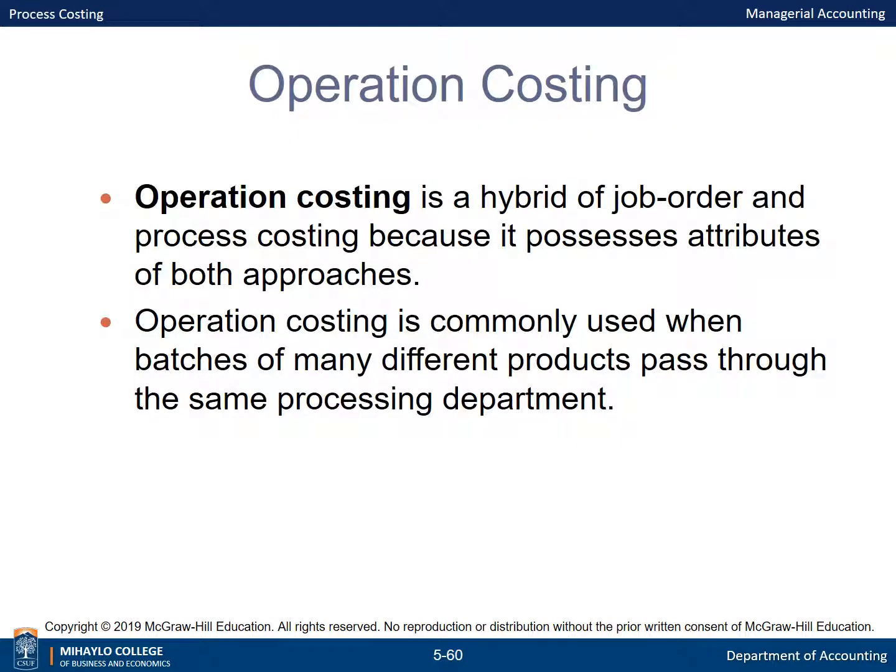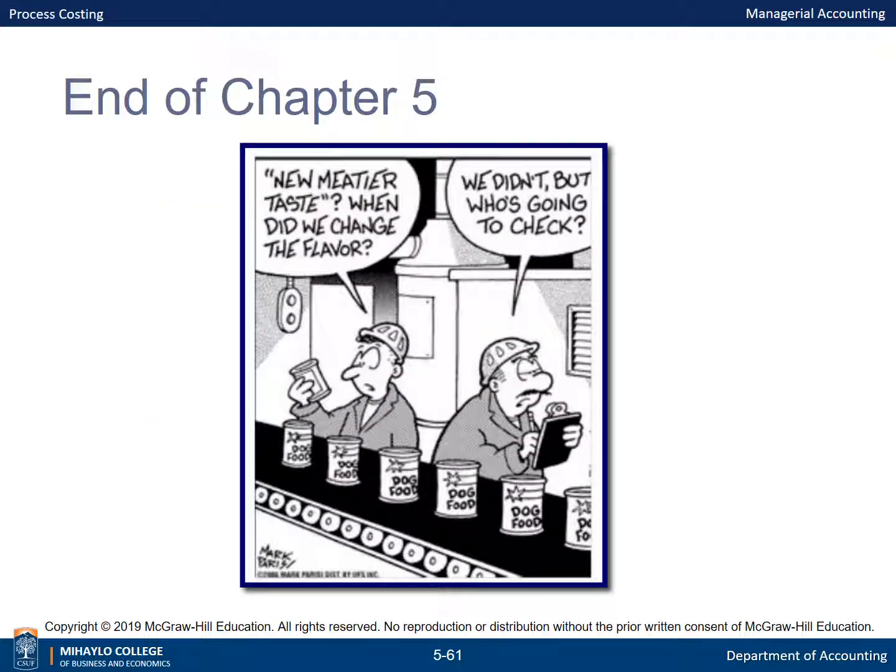Operation costing is a hybrid of job order and process costing because it possesses attributes of both approaches. Operation costing is commonly used when batches of many different products pass through the same processing department. End of Chapter 5.